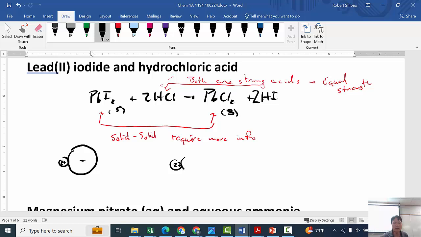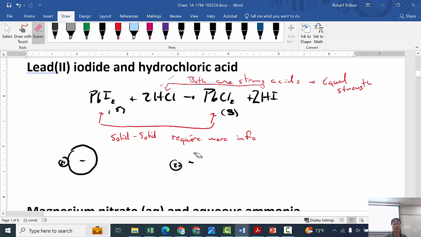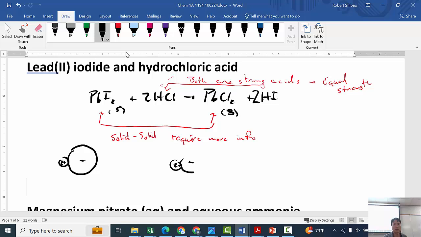Chloride is going to be smaller. So iodide, I don't know if it looks it, but it's bigger. It's supposed to be bigger. Maybe I should draw it. So if I try to pull the iodide off lead, or to separate these, which one will be easier to separate?